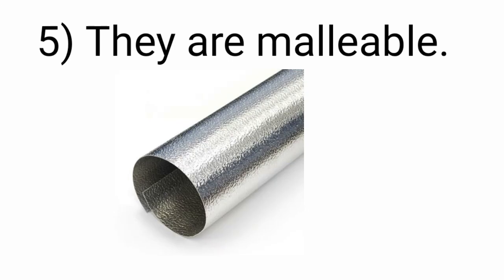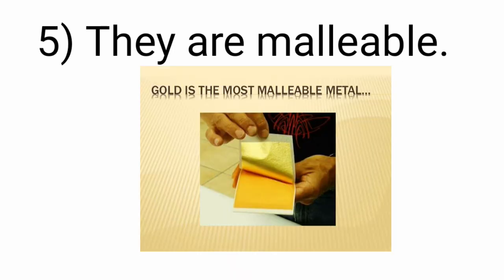Fifth point is that they are malleable. Metals are malleable means they can be beaten into sheets. This is aluminium sheet. Aluminium is beaten into aluminium sheets. This is gold sheet. Okay, gold is beaten and made into gold sheets. So gold is also malleable. They can be made into sheets.